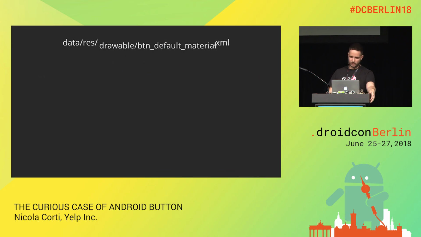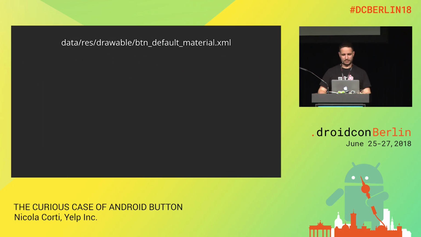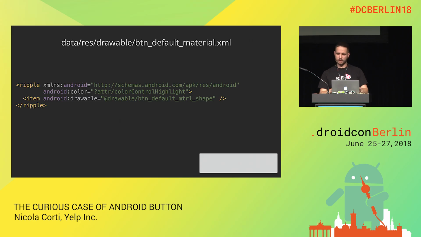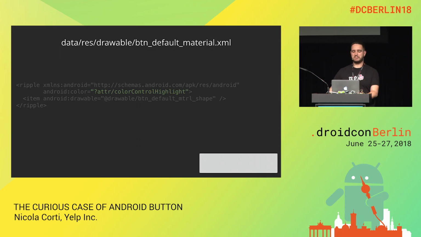Let's open this file. So button default material, it's a resource file. We open that, and it's just a ripple that is applied on top of an item. This ripple requires a color, and this color here is a theme attribute, color control highlight, and this is a color that is used for all of your widgets whenever they are highlighted, okay? In this case, this will be responsible for the ripple effect that tends to be gray. This color can change based on whether you're using the light or the dark theme, but you can ignore that; just know that there is a ripple applied on something. So this ripple is applied on this item. This is a button default material shape.